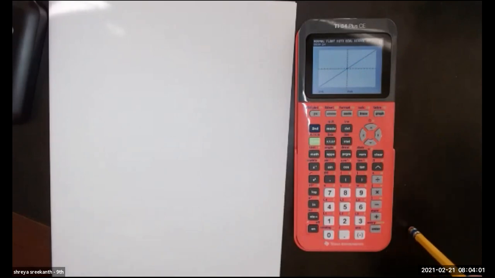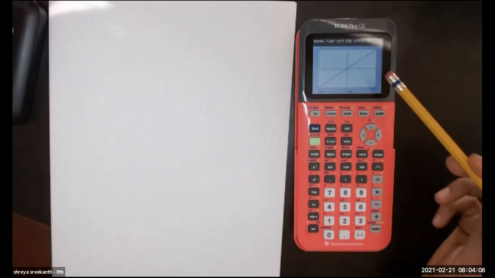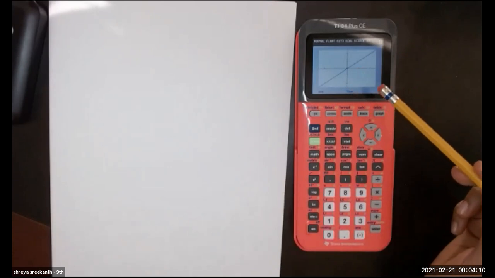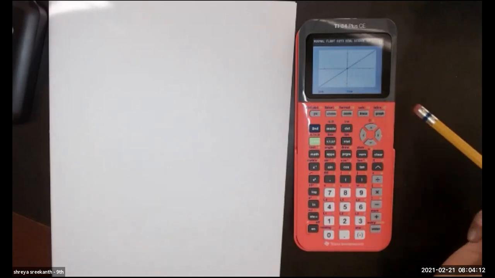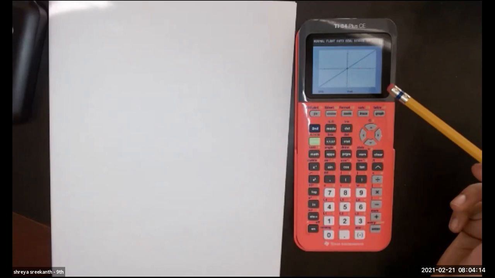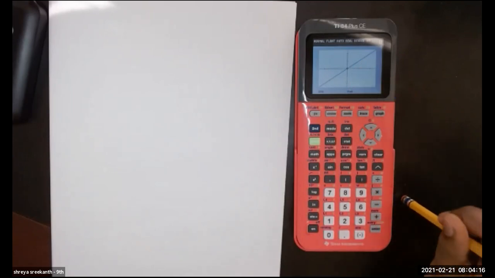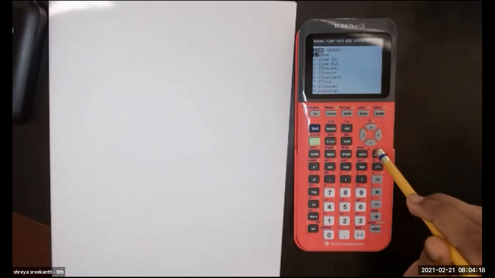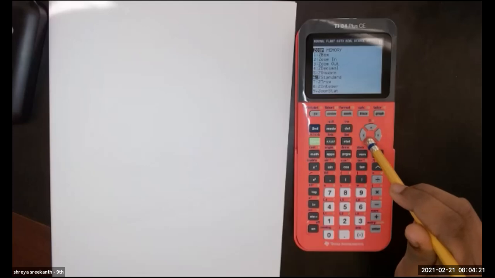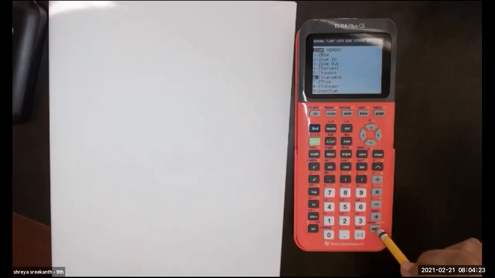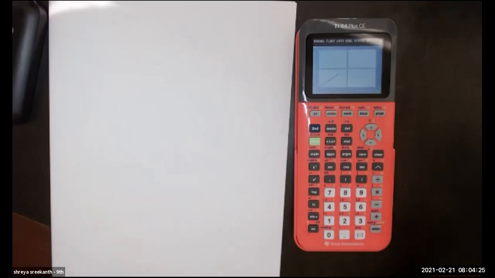For now, we're going to zoom in on the origin. So you press enter and it zooms in. As you can see, previously it was a scale of 10, but now it's on a scale of 3. So to zoom back to the normal scale, you go down to 6, zoom standard, and you press enter, and it takes you back to the normal scale.